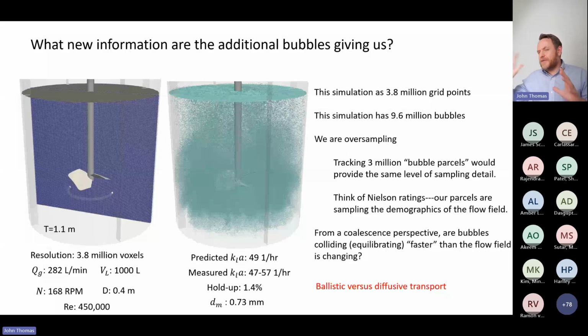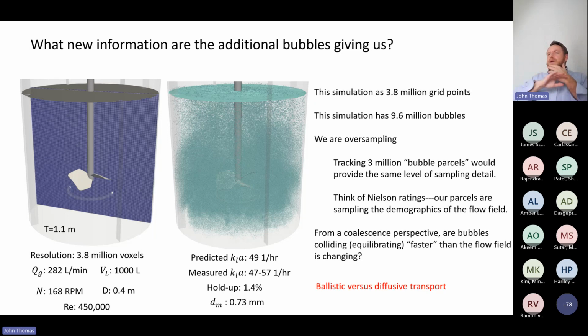And just from an information standpoint, there's an asymmetry there. Like, what additional information am I getting by having 3 bubbles per voxel? Right, the voxel represents the smallest fluid element I can see. Wouldn't 3 million bubbles, each describing 3 individual bubbles, have the same net effect as 9 million? Like, what new information am I seeing?